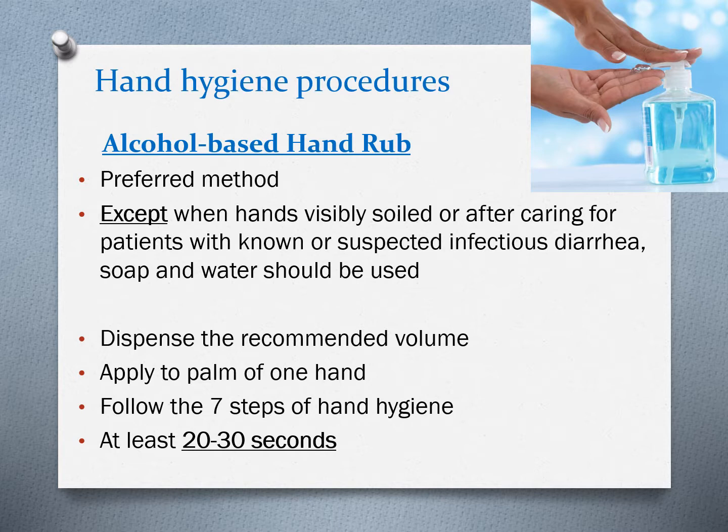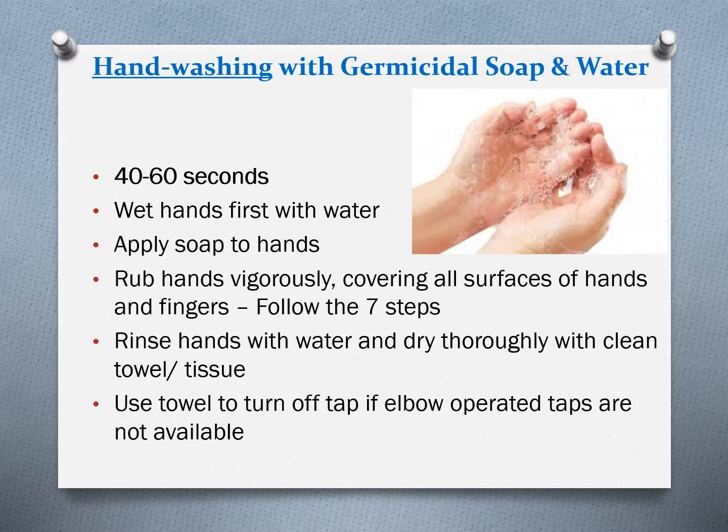Dispense the adequate volume into the palm of one hand and then follow the 7 steps of hand hygiene. And this must be performed for 20 to 30 seconds at least. Hand washing with germicidal soap and water should be performed for 40 to 60 seconds.